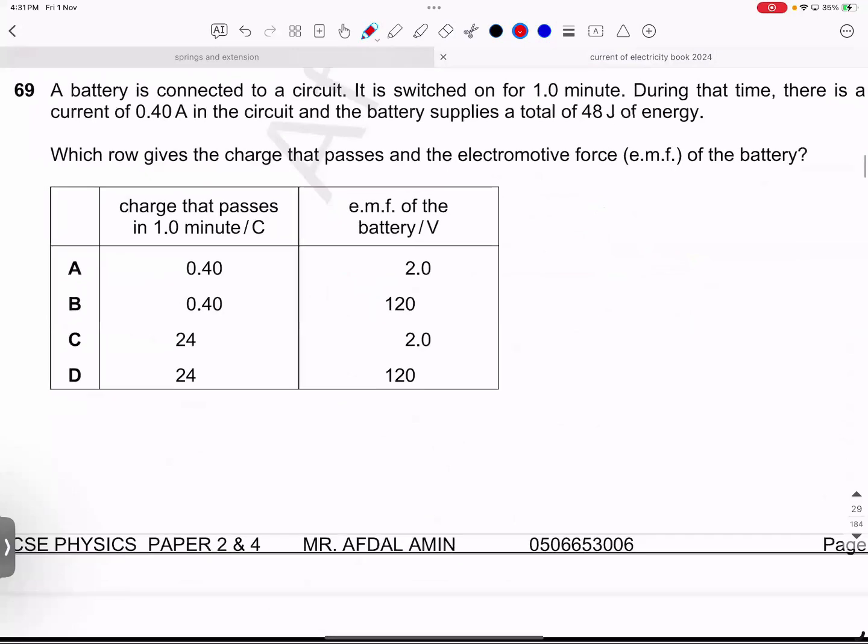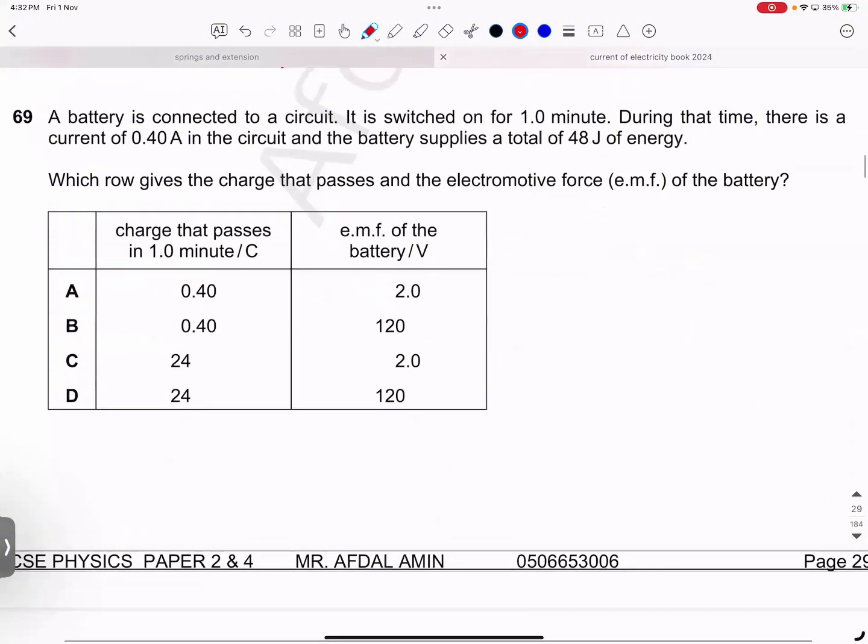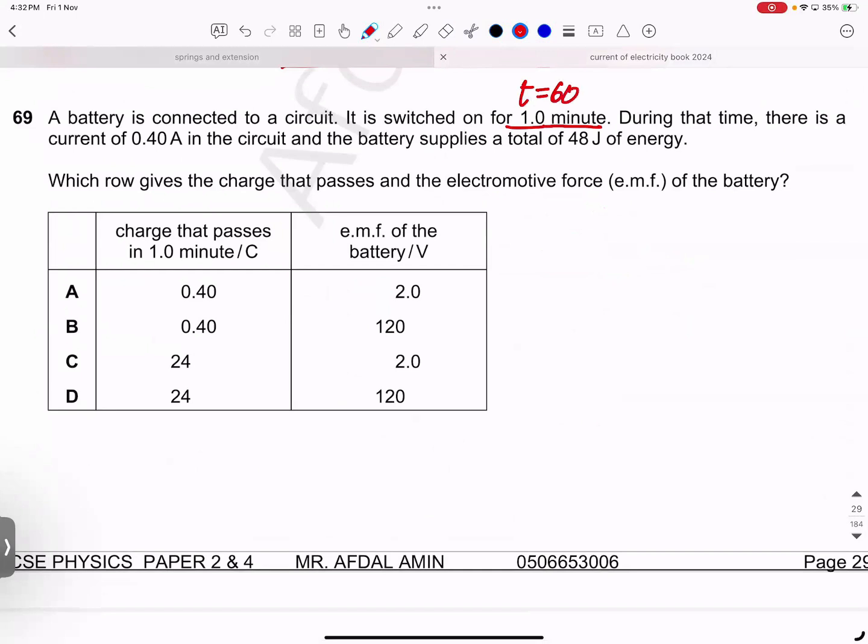Question number 69. A battery is connected to the circuit. It is switched on for 1 minute. Underline this word. 1 minute means time is 60 seconds. During that time, there is a current of 0.40 amperes. The battery supplies total energy, E. Which row gives the charge as well as EMF?